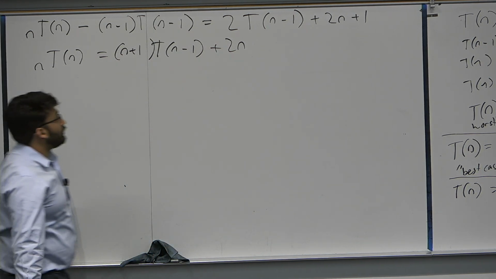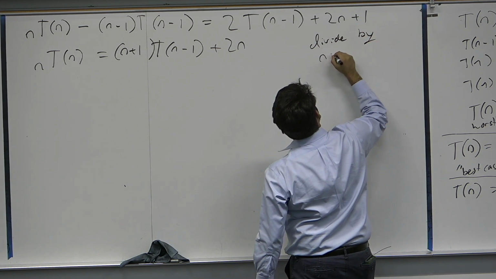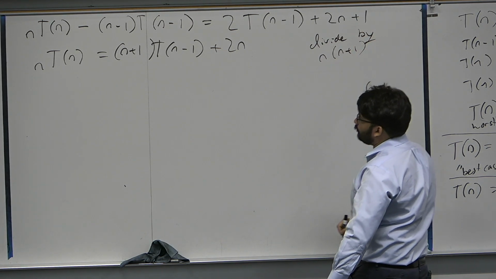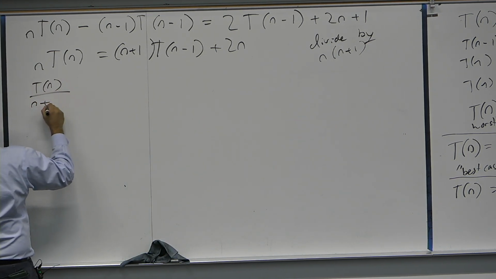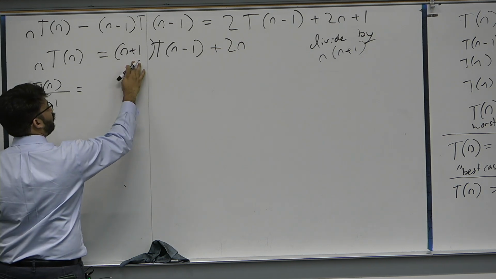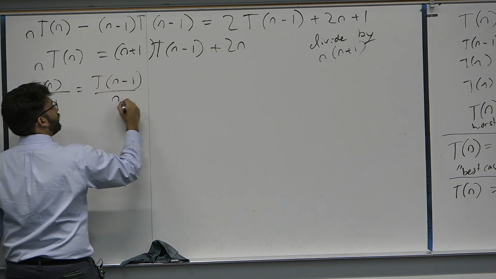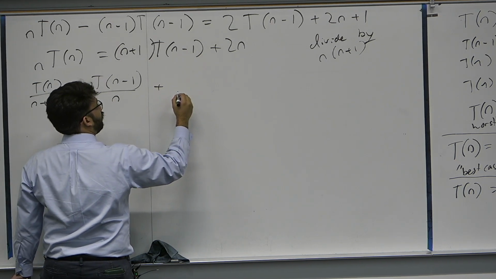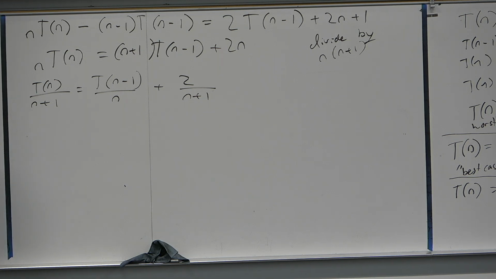Okay, let's divide by n times n plus 1. We're going to have over here T of n over n plus 1 is going to be equal to T of n minus 1 over n plus 2 over n plus 1. Is that correct? Okay. Now, why do we care about this? Why do we do this? That's an n and an n plus 1. That's an n minus 1 and an n.